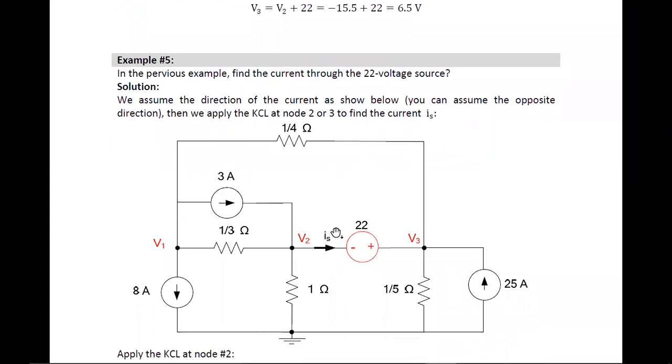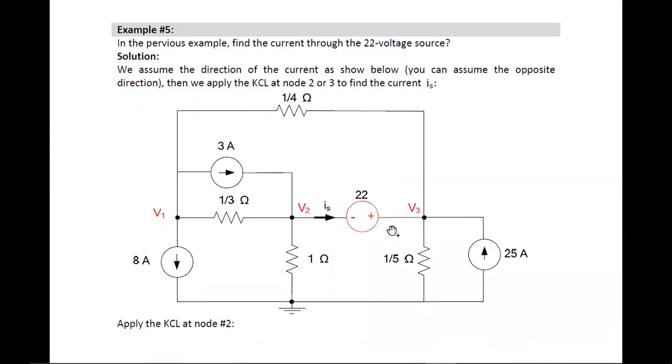If the current direction is not given, if he asks it just in wording without showing the direction, then you can take any direction, but I'm taking the direction from left to right because I used to write from left to right, so that is the reason. We assume the direction of current as shown below. You can assume the opposite direction if you're interested. Then we can apply KCL at node 2 or node 3 for finding the current IS.